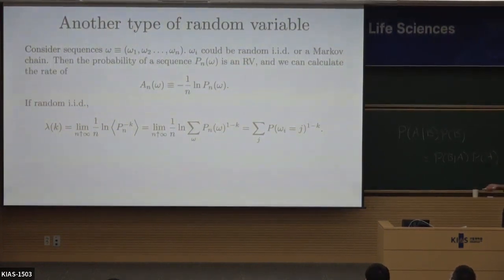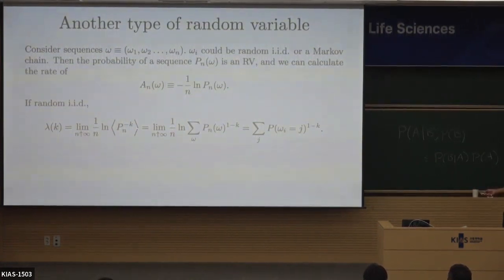Okay? And this is not hard to calculate. We can do the cumulant generating function by the Gärtner-Ellis theorem. It's exactly this form, right? So notice the expectation value of Pn to the minus k is just Pn times Pn to the minus k, so you get Pn of omega to the 1 minus k.